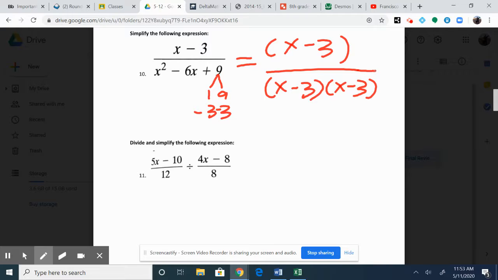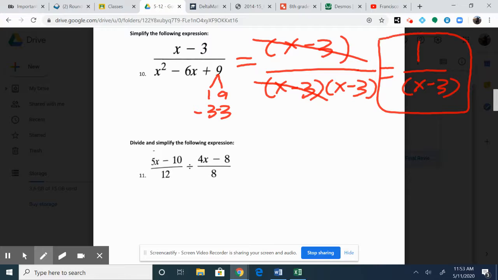So now to simplify this, we're going to cross out anything that is the same on the numerator and the denominator. And of course, that means x minus 3 and x minus 3. So what that means is on the top, we are now left with just 1, and on the bottom we are left with x minus 3. And that's the simplified version.